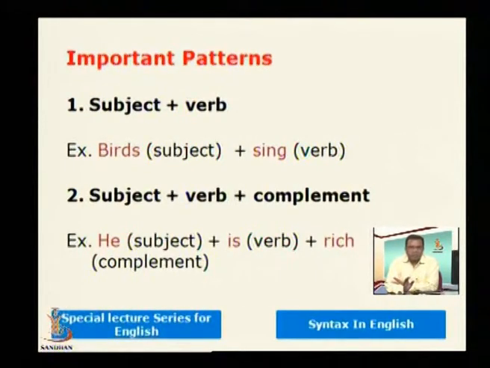When we say birds, then birds become our subject. It means we have preferred to talk about birds. And then we say what these birds do. So the first is the subject, and then what is the action of that subject, that is the verb. The simplest structure is "Birds sing." Birds is our subject, and through sing, we say what these birds do. They sing.